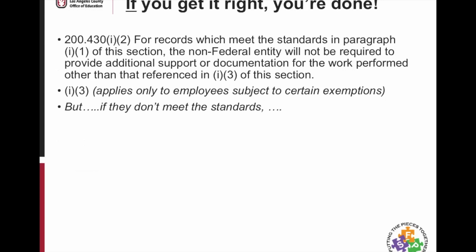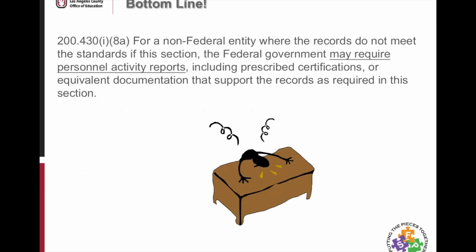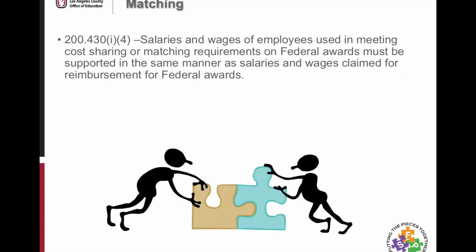Then the next slide, I think, will tell you what you need to do, and that is you may require personnel activity reports, which is why many people say, I think I'll just do them in the first place. So if something goes wrong and you're using a different system, you could be required to revert back to PARS. So I think we just walked all the way around the circle, which is why most people are still using PARS and semi-annuals.